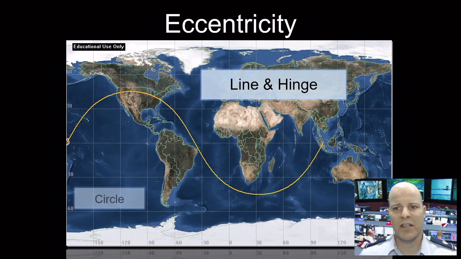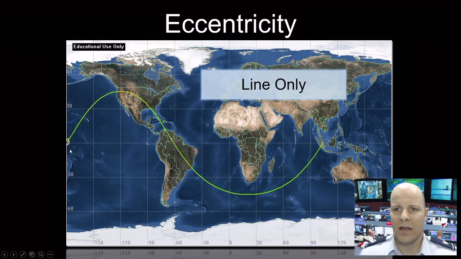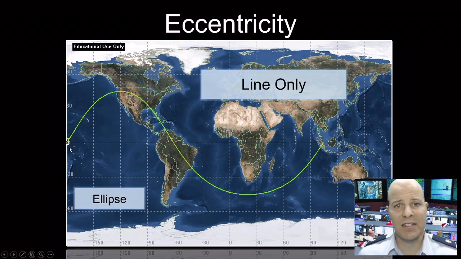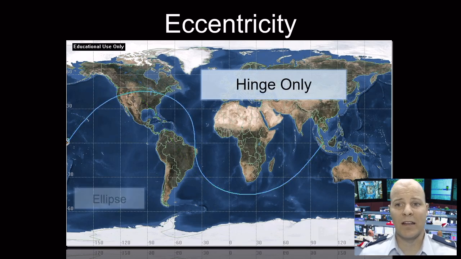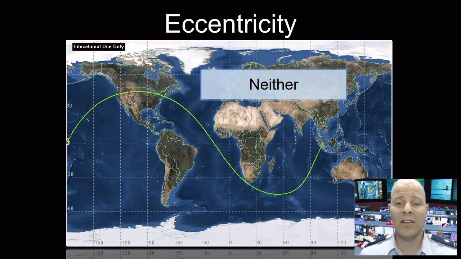And circles, or circular orbits, have line and hinge symmetry. So they're going to look perfectly sinusoidal, perfectly symmetric here. If it has line only, we're going to say it's an elliptical orbit. If it has hinge only, it's going to be an elliptical orbit. If it has neither hinge nor line symmetry, then it's going to be an elliptical orbit.